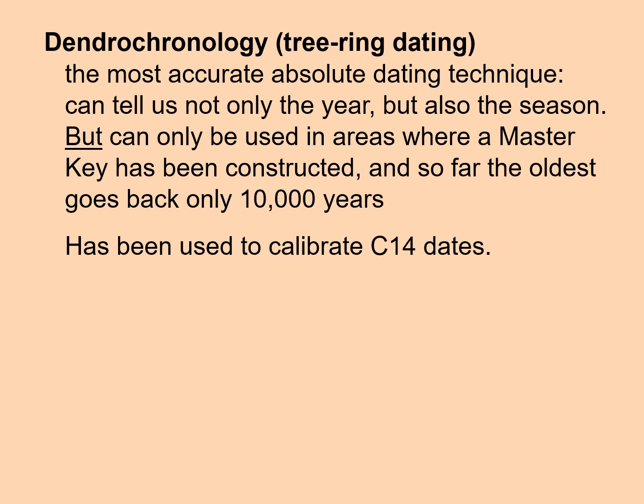Dendrochronology is the most accurate absolute dating technique. It can tell us not only the exact year, but even the season. But it can only be used in areas where you have a master key. And so far, the oldest master key goes back only 10,000 years. Dendrochronology is used to calibrate C14 dates. Now remember, dendrochronology, you're looking at tree rings. What archaeologists recover is wood.